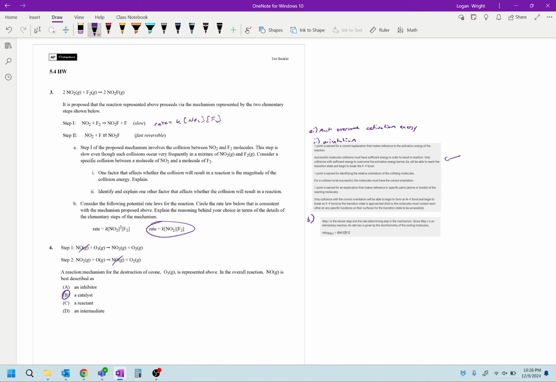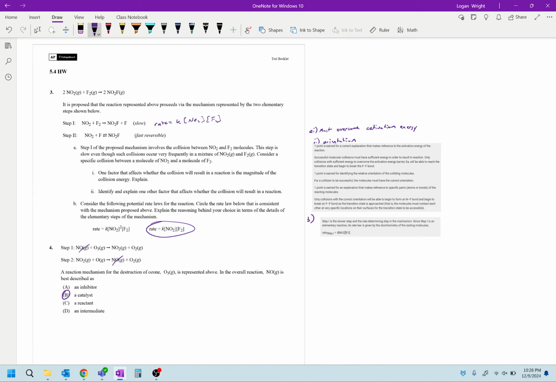Only collisions with sufficient energy to overcome the activation energy barrier will be able to reach the transition state and begin to break the fluorine-fluorine bond. So, overcome activation energy. Part 2, identify and explain one other factor that affects whether the collision will result in a reaction. We said the 3 factors are they have to collide, they have to have enough energy, and they have to have the correct orientation.